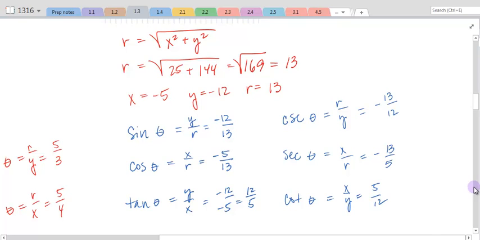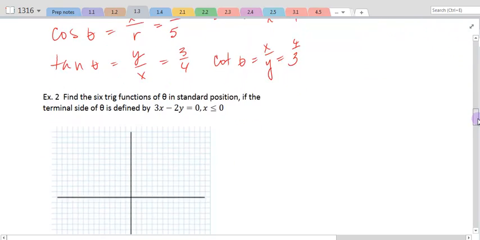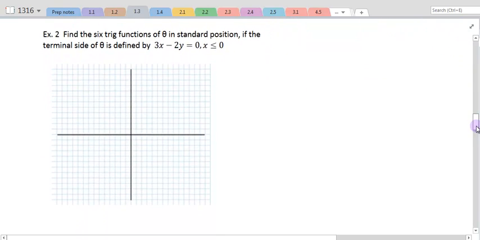Well, what if my question isn't stated in that way? And instead, what if my question looks like this? I again want to find the 6 trig functions of theta in standard position, but I want to know these values when the terminal side of theta is defined by the line 3x minus 2y equals 0, and I'm only interested in the portion of the line where x is less than or equal to 0.